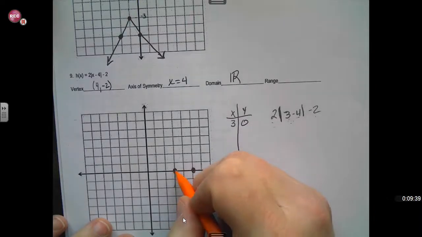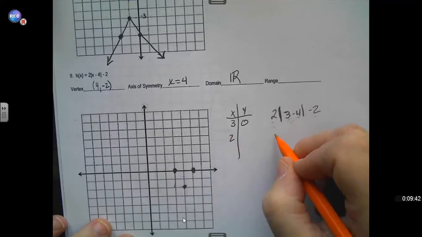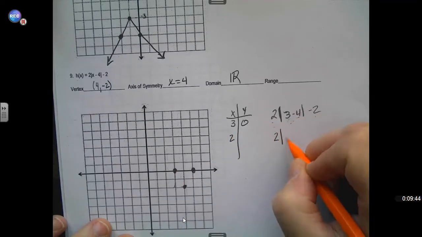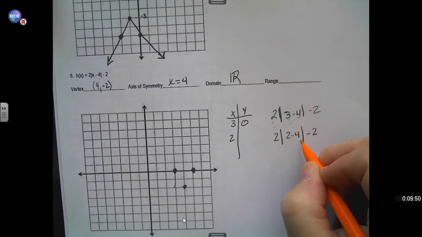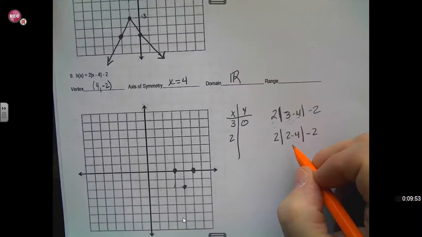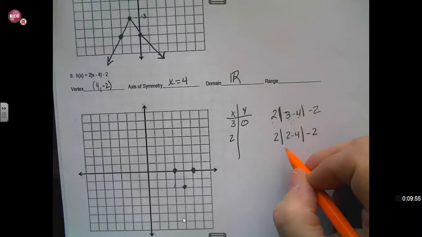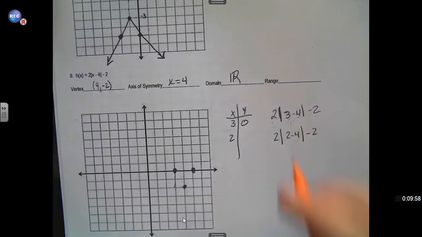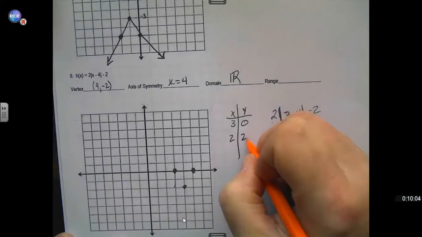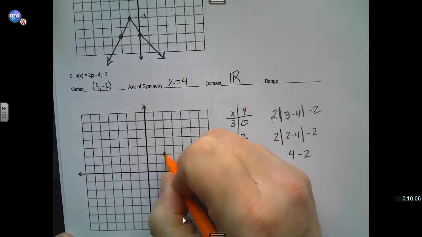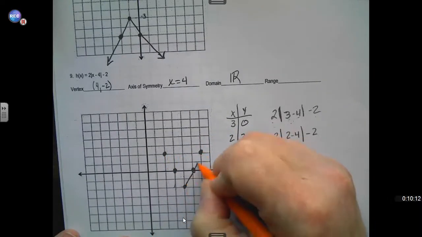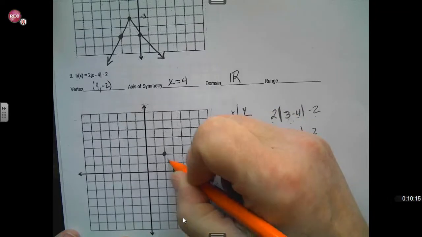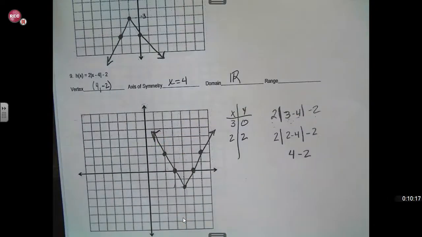And then I could plug in 2, and that would give me 2 times the absolute value of 2 minus 4. 2 minus 4 is -2. The absolute value of that is 2, 2 times 2 is 4, minus 2 is 2. So 2, 2. Then again, I can use my axis of symmetry to get this point. And then, oops, I missed that one a little bit. We do that. And there's that absolute value equation.